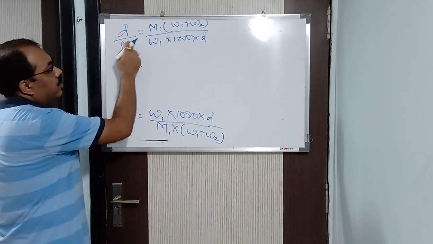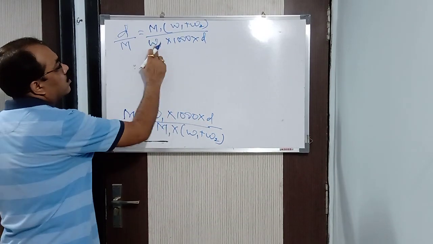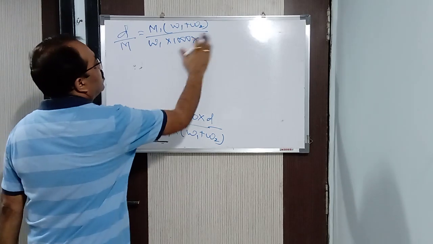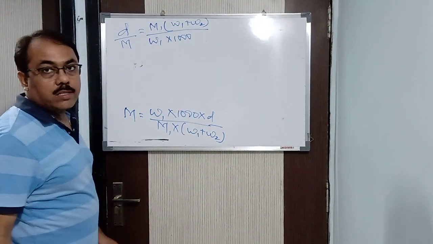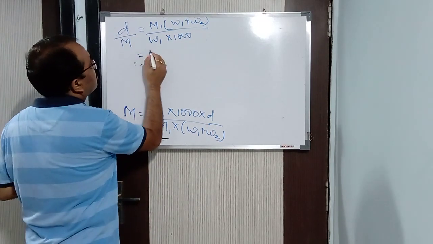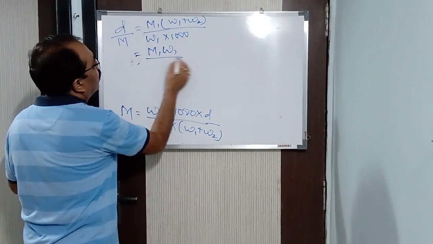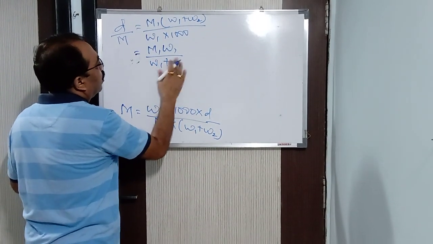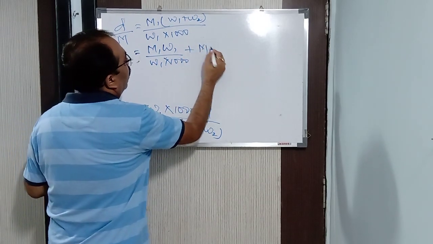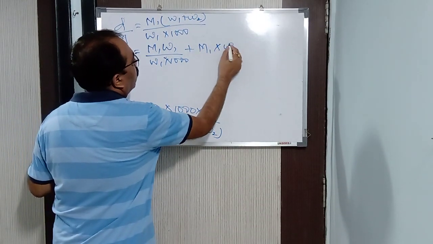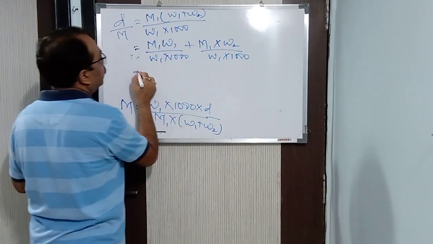This is multiplied with this, and D is multiplied with W1 into 1000. Of course the D's will not come here because I have already put it there. Now what will I do? Here I will simplify it: W1 into M1 by W1 into 1000, plus M1 into W2 by W1 into 1000.